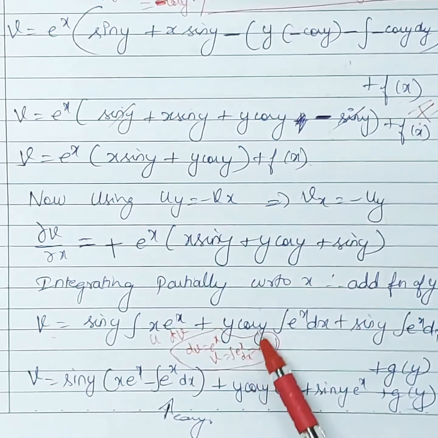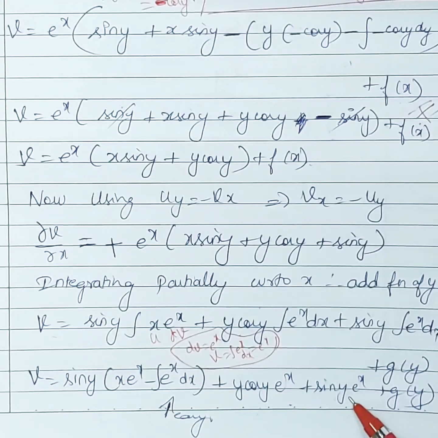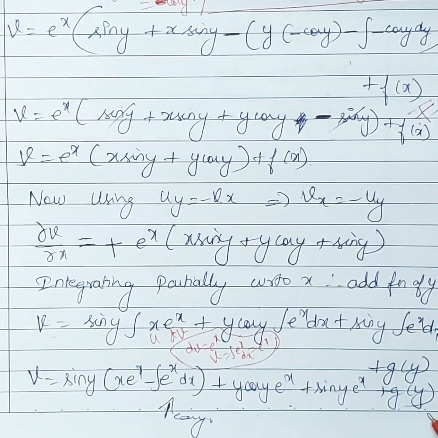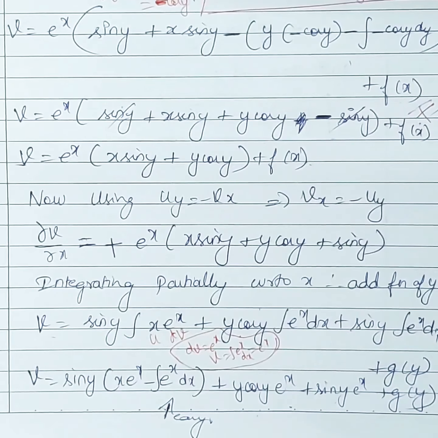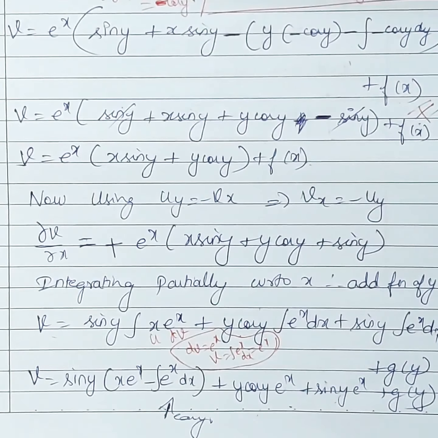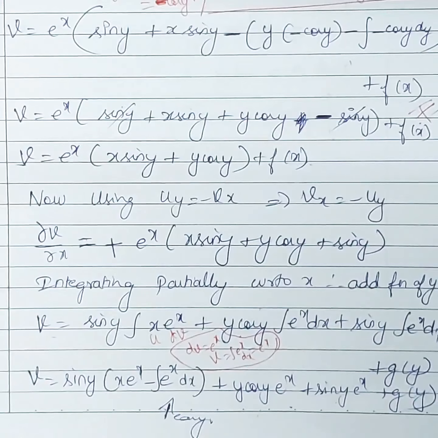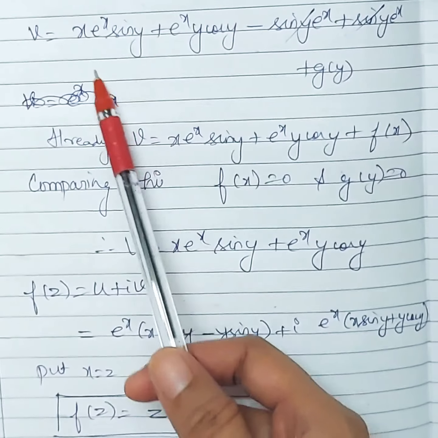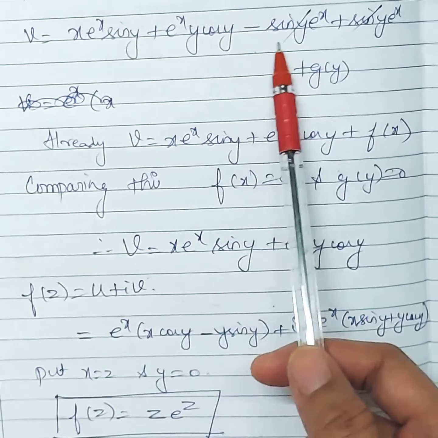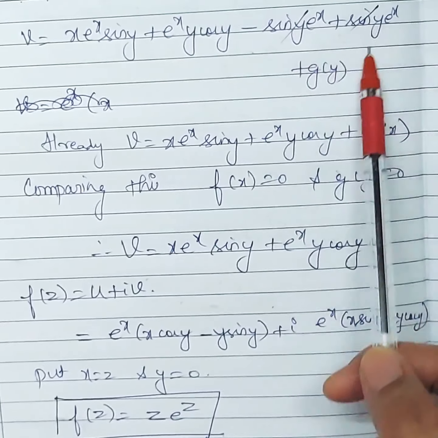Done. Then next term, y cos y, integral of e power x is e power x, plus sin y into integral of e power x is e power x plus g of y. Don't lose hope, almost we are done, because your answers will be almost exactly same. Okay, so you can solve this very fast. And just going to integrate e power x. e power x integration is e power x only, so after that only simplification. At last we've got v: x e power x sin y, e power x y cos y minus sin y e power x. Already one more sin y e power x is there, so it gets cancelled, plus g of y.